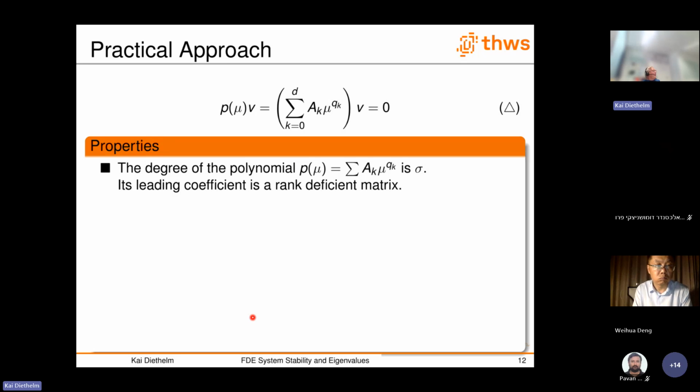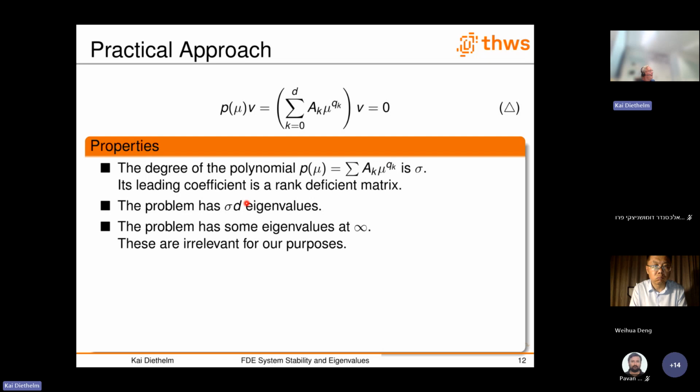You can also see that the leading coefficient is one of those ak, and none of these matrices has full rank. So the leading coefficient is a rank deficient matrix. It does not have full rank. From the theory of nonlinear eigenvalue problems, you know that the number of eigenvalues that this problem has is sigma times d. The degree of the polynomial sigma multiplied by the dimension of each matrix d.